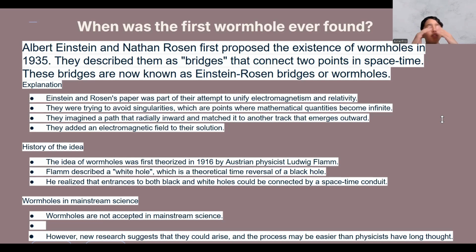He realized that entrances to both black and white holes can be connected by a space-time conduit. So meaning how is this wormhole formed? Meaning that this wormhole on the outside was this black hole, then inside here was this white hole too. Then when they combined it together, it formed this wormhole.